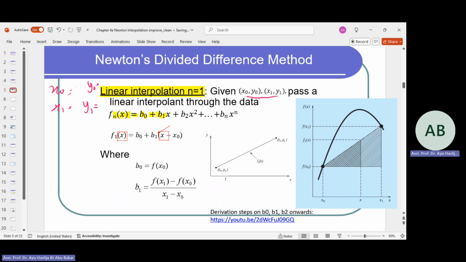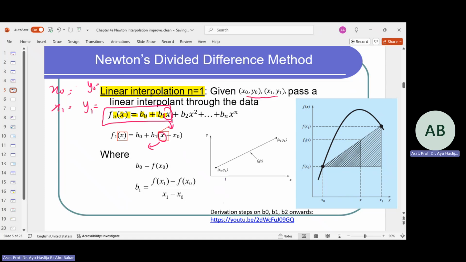So for linear, the polynomial function goes up to here only: b0 plus b1x. n equals 1 means f1(x), so the equation involves up to b1. The x over here will change to x minus x0. This x is your given x.